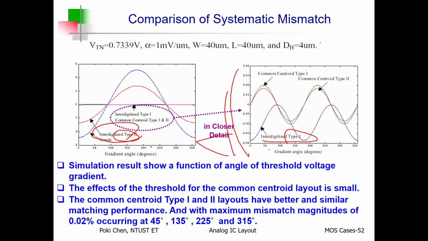Okay, so try your very best, not only to fit the common centroid layout requirement, but also to increase the symmetry. You can see interdigitated type 1 is only for 1D, right? And for common centroid type 1 and type 2, they are both two-dimensional. So the more symmetry, the better. It is a good proof again for you.